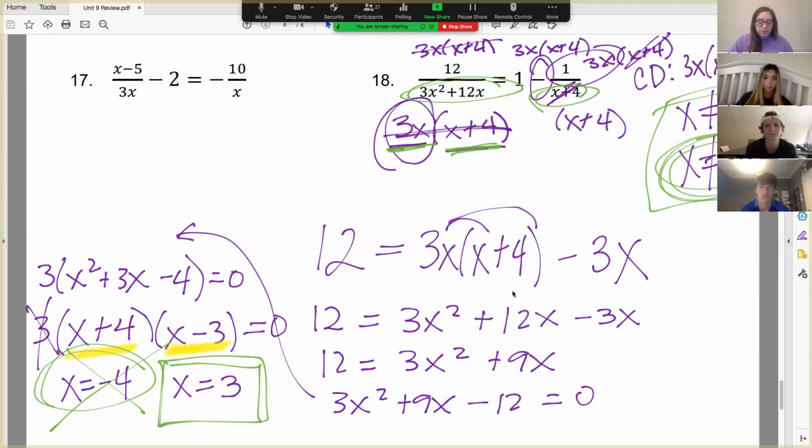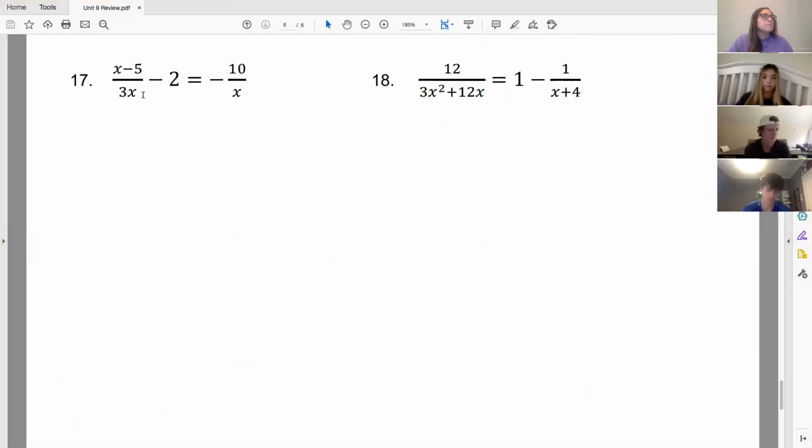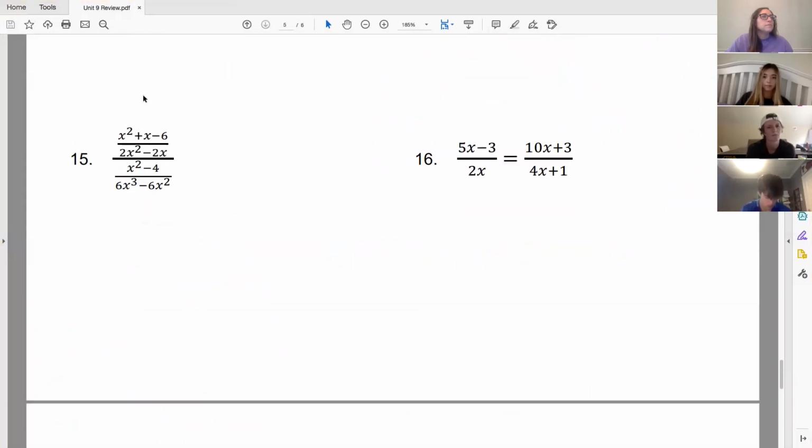Okay, what other questions do you guys have? Is there a question on the review that we have to use a quadratic formula for? No, I didn't put one on there. Can you please solve 15? Uh-huh. Okay.